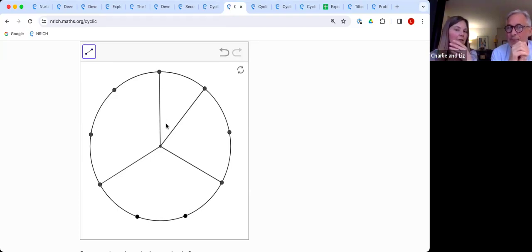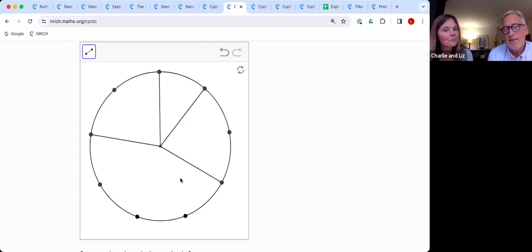So I guess knowing that, I can see that this is going to be 80. And here we've got three segments, so three lots of 40 is 120. And if we did that, that's 1, 2, 3, 4. That angle there will be 160. Yes, agreed.